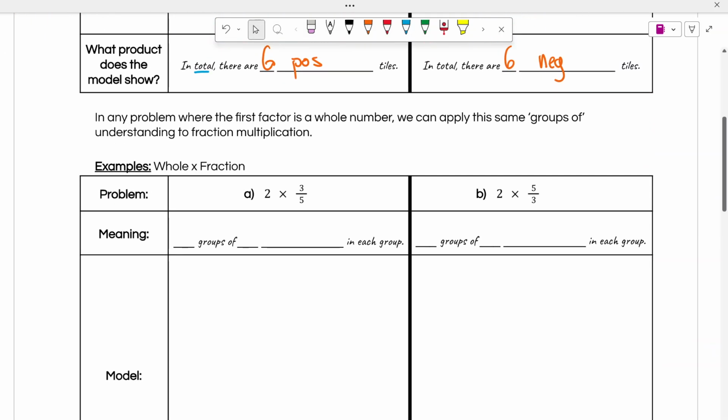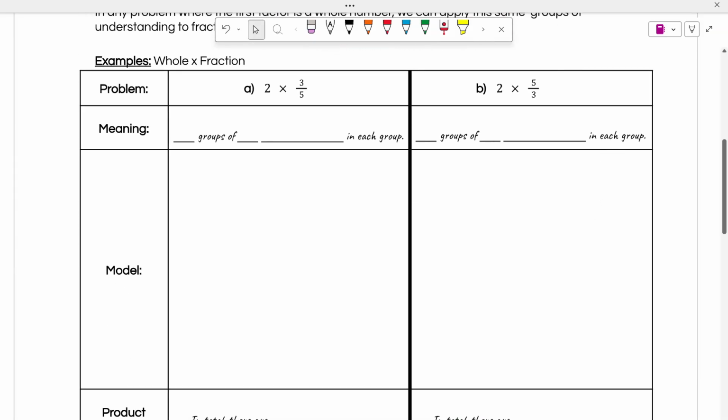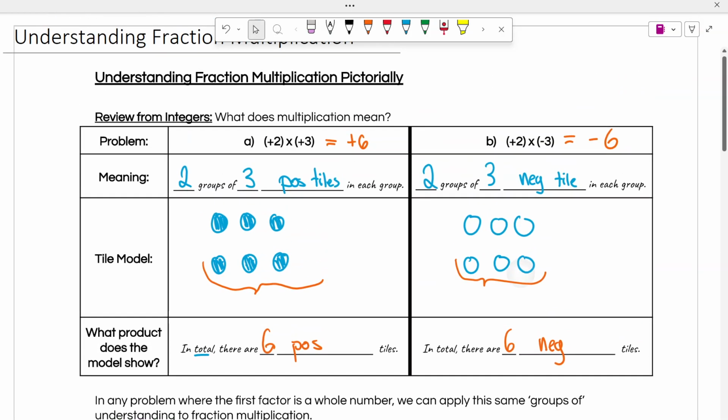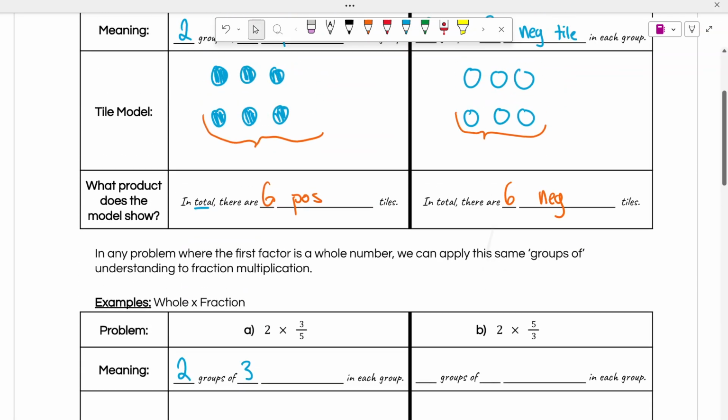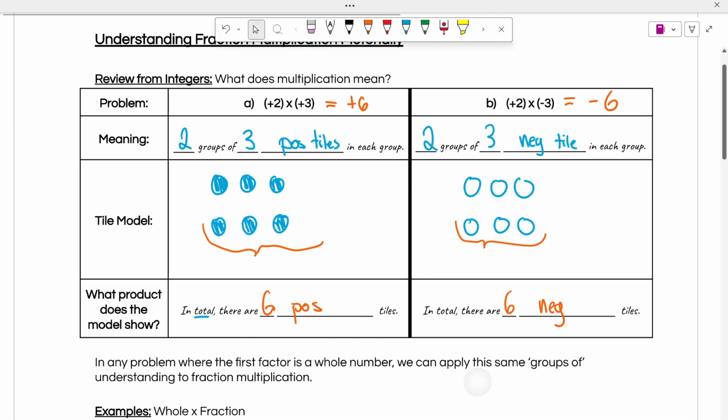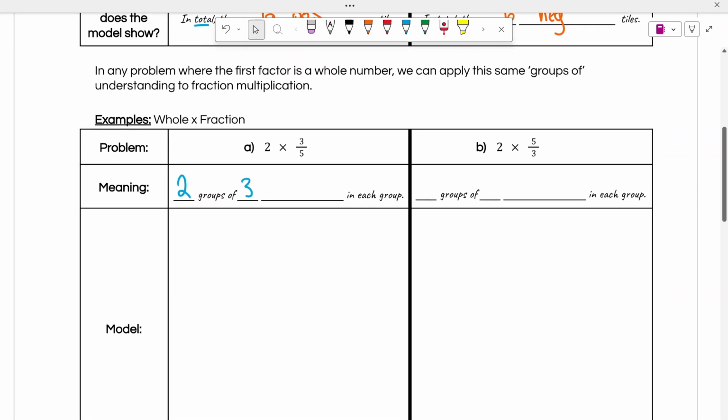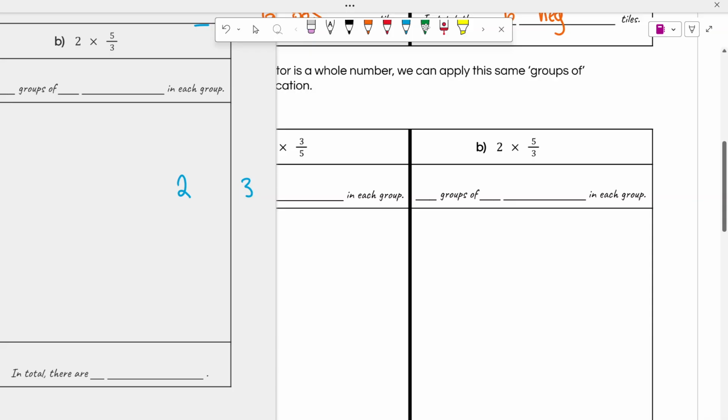Now, in any problem where we have a whole number as our first factor, we can use that groups-of definition, and that applies to fraction multiplication as well. So let's look at these examples where we have a whole number times a fraction. In this case, we have 2 times 3/5. This is very similar to our 2 times 3 positives. Our 2 is telling us that we have 2 groups. Our 3 is telling us the amount of tiles. And just like up here, the sign told us if they were positive or negative, here the denominator is telling me what type of tiles I have. Since I have a denominator of 5, these are going to be fifths.